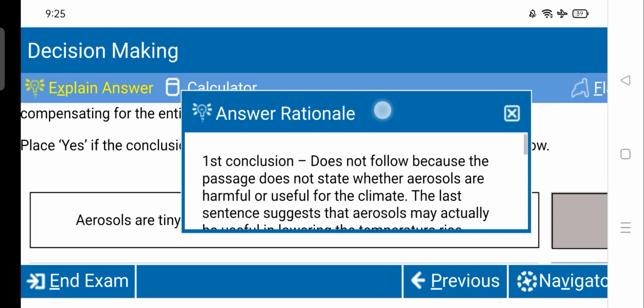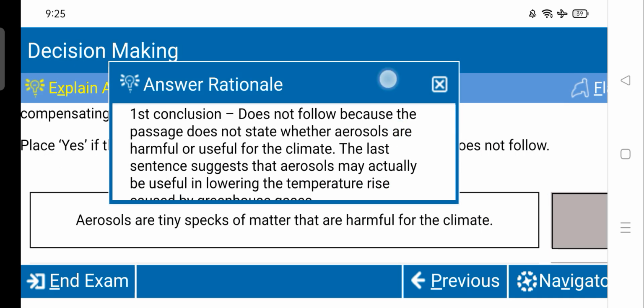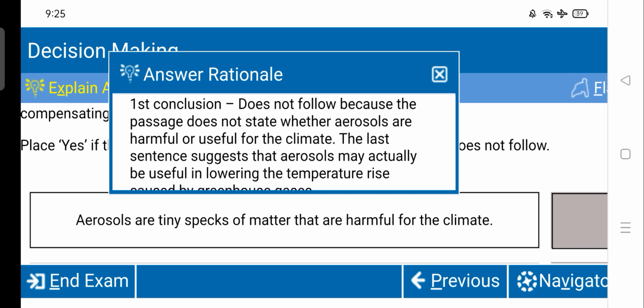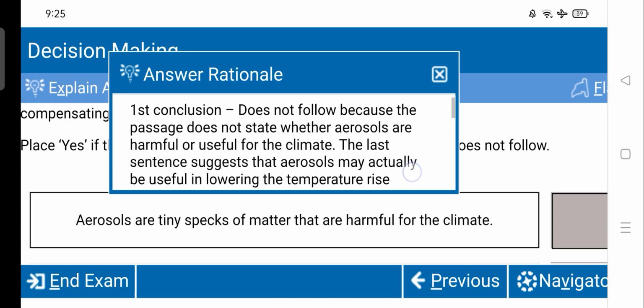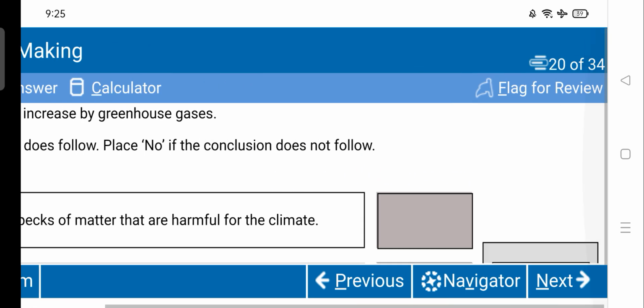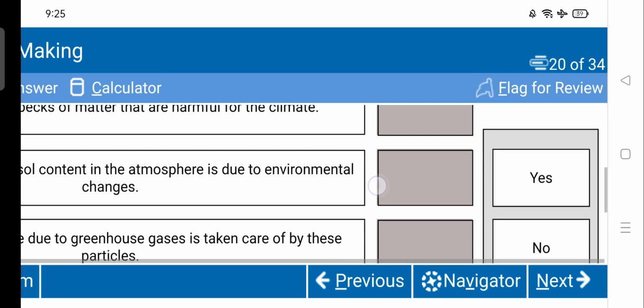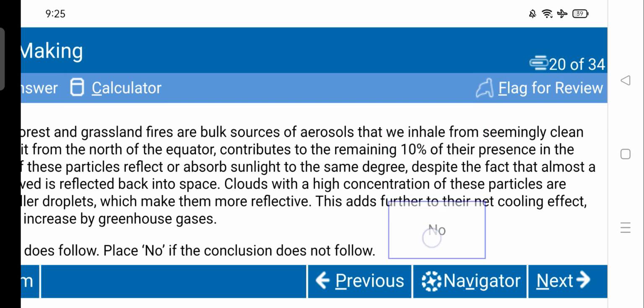So here we have a first conclusion, it does not follow because the passage does not state whether aerosols are harmful or useful for the climate. The last sentence suggests that aerosols may actually be useful in lowering the temperature rise caused by greenhouse gases. So it does not follow, so we will drag a no and drop it here in front of this conclusion.